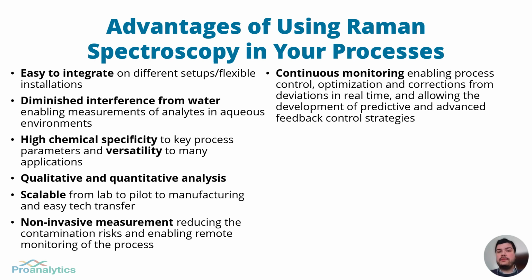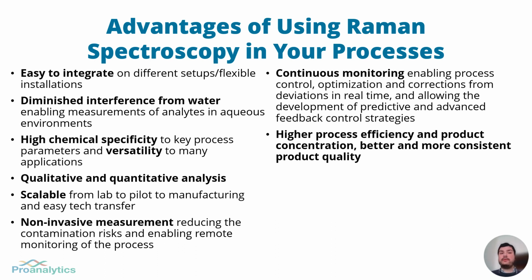Inline and online measurements enable process control and corrections from the deviations in real time, therefore increasing the process robustness. Raman spectroscopy enables the ability to monitor product quality continuously in real time and the development of predictive and advanced feedback control strategies and upstream process optimization. It enables the scalability of prediction models and methods from mini bioreactors to large-scale production bioreactors.